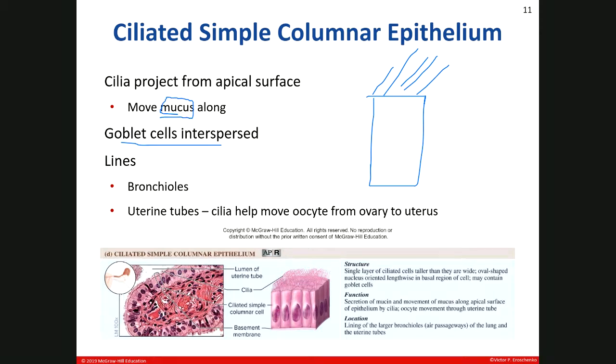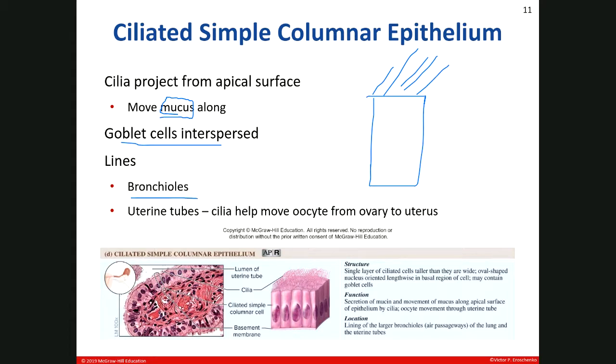And so we got to get rid of that mucus. We can't have it sitting there. You probably notice when you get a cold, you get that mucus buildup. We've got to move this mucus out of there. So the cilia will beat back and forth and move the mucus out of the way. So we'll see this in our bronchioles.